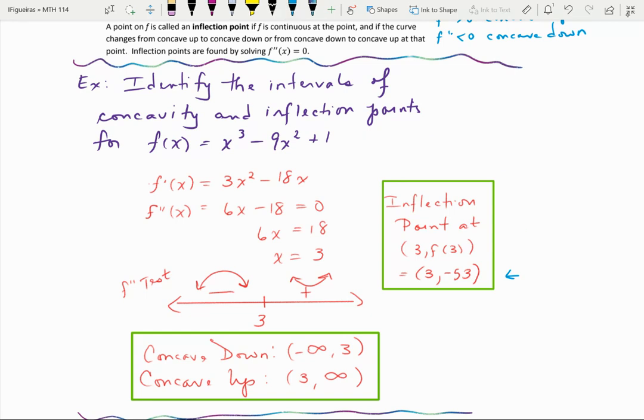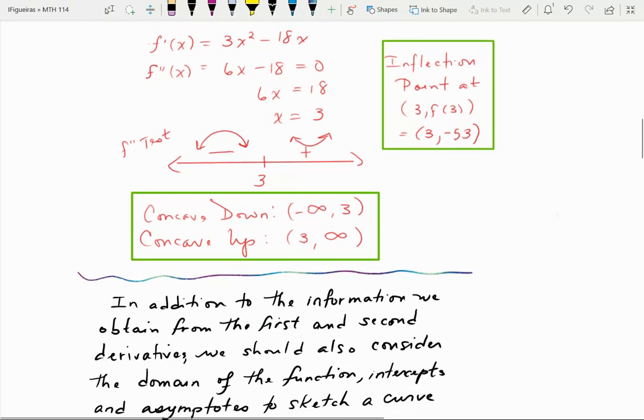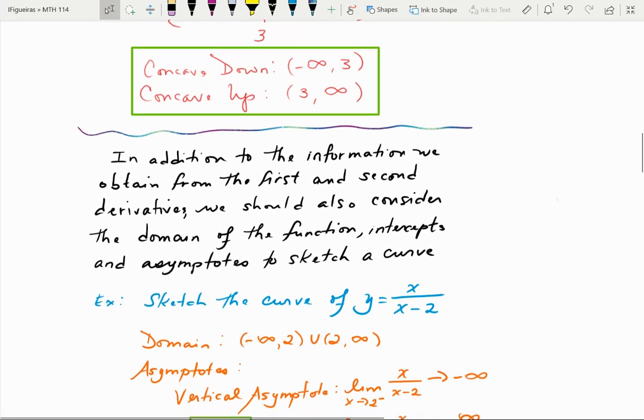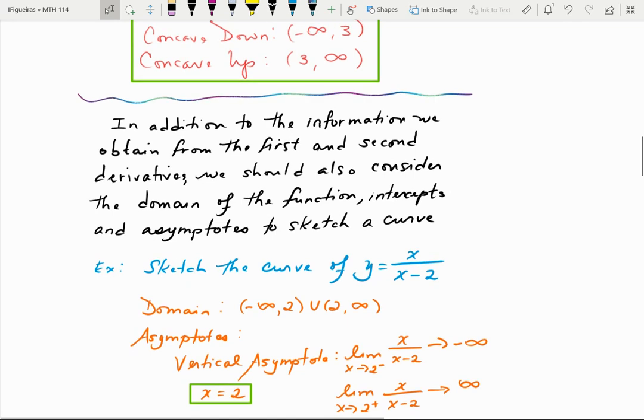Okay, but I also know that the graph is concave down from negative infinity to 3 and concave up from 3 to infinity. All right, so let's move on and actually sketch a graph. But in addition to using the first and second derivative, we should also consider the domain to help us graph a function.